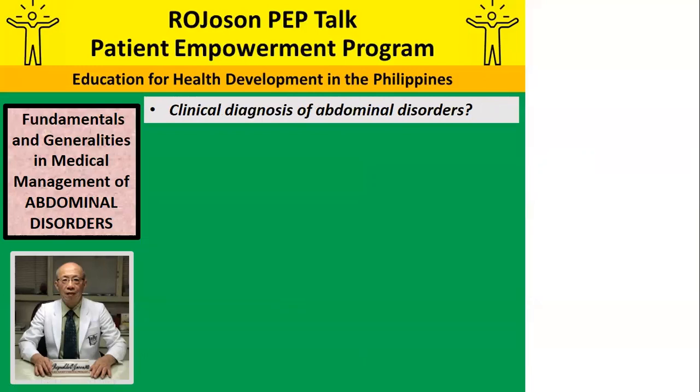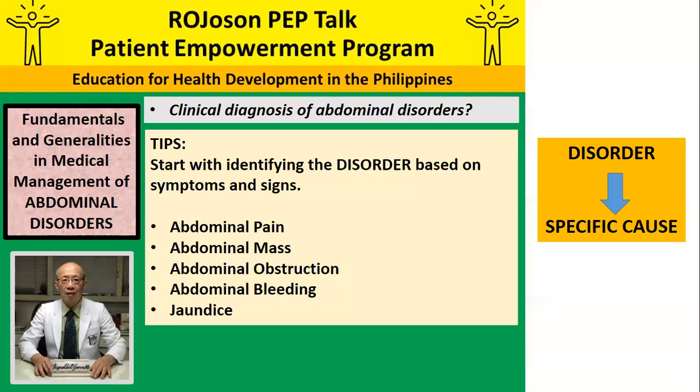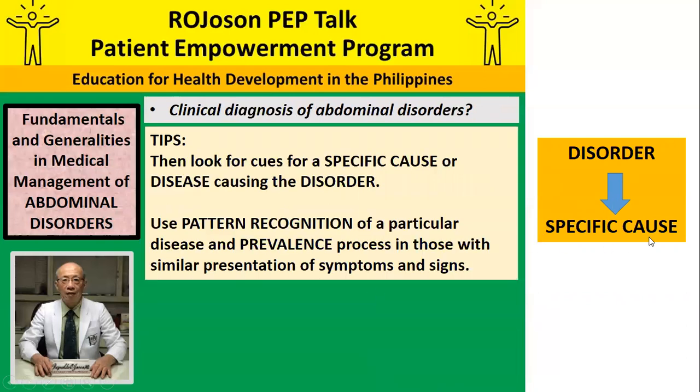Clinical diagnosis of abdominal disorders. Tips: start with identifying the disorder based on the symptoms. So the disorder can be abdominal pain, mass, obstruction, bleeding, and jaundice. Then identify the specific cause. Look for cues for the specific cause or disease causing the disorder. Use pattern recognition of a particular disease and prevalence process in those with similar presentation of symptoms and signs.